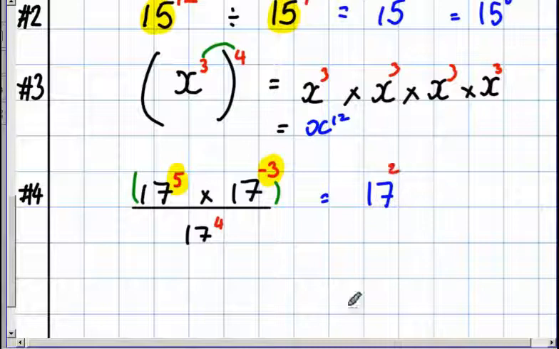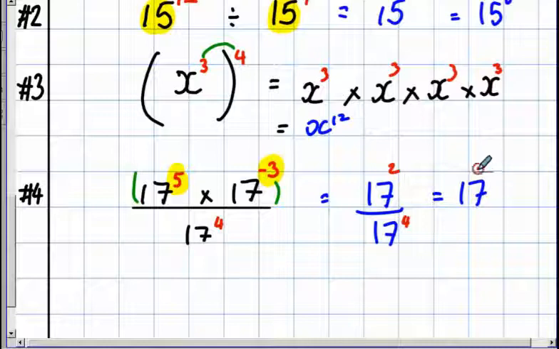So do it in stages. Divided by 17 to the power of 4. And when you divide, you subtract. 2 take away 4 is minus 2.